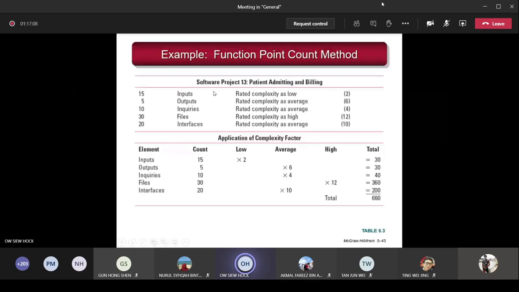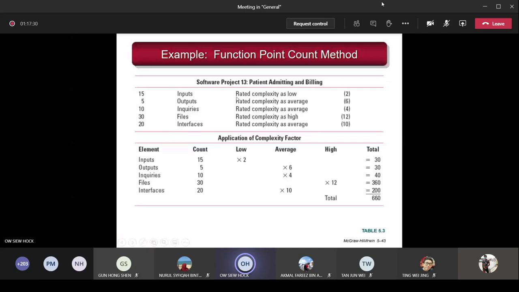So let's say you have a software project. This is called the patient admitting and billing. Let's say this is one of the modules in a hospital management system. Inside this module, let's say you have inputs, there are 15 inputs. You have outputs, there are 5 outputs. You have inquiries, 10. Files, 30. And then interfaces, 20.